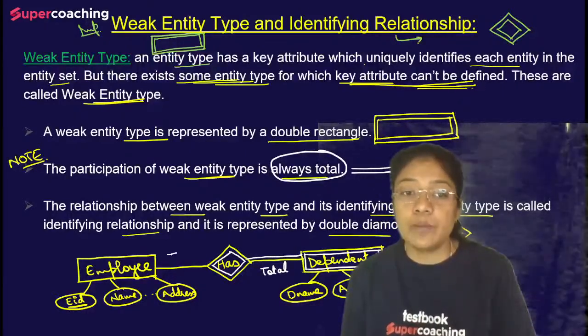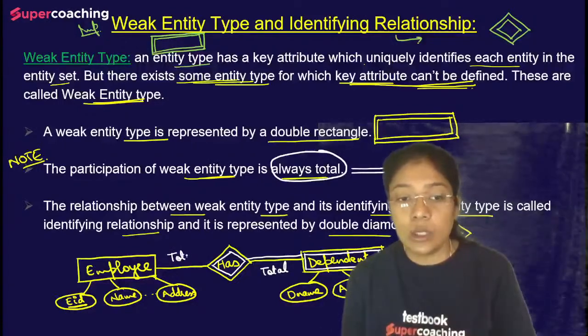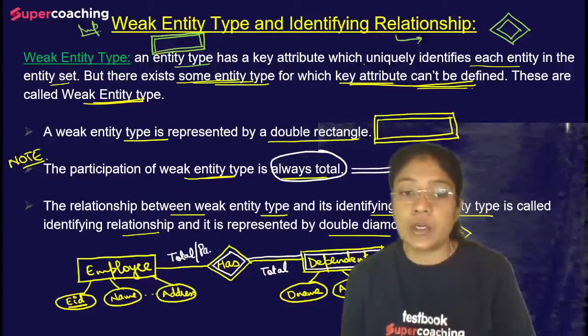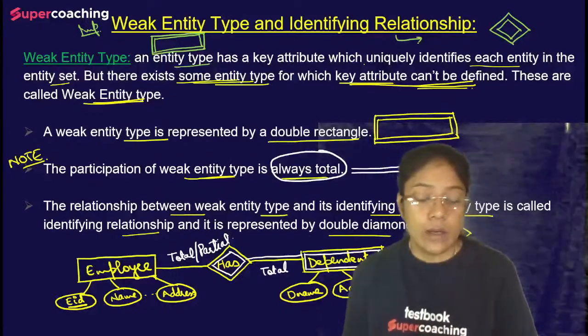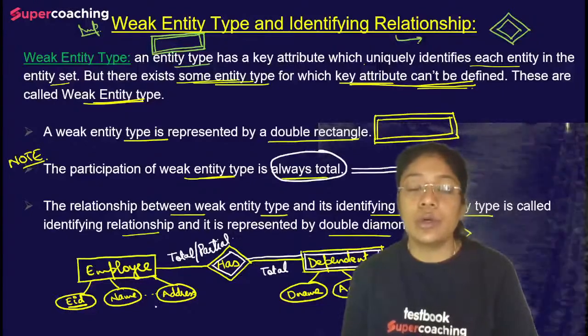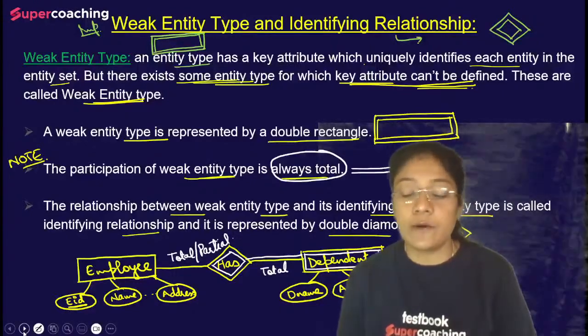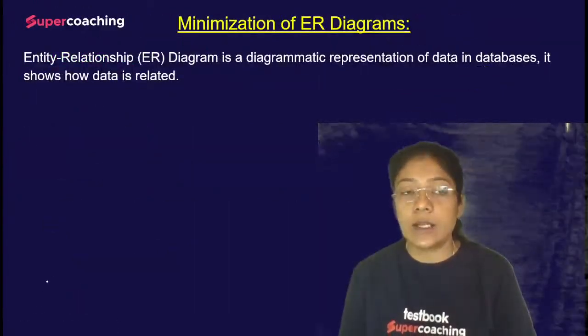This participation might be total, it can also be partial. Anything is allowed. Okay, this is about the weak entity type and the identifying relationship. I hope that this is clear to everyone.